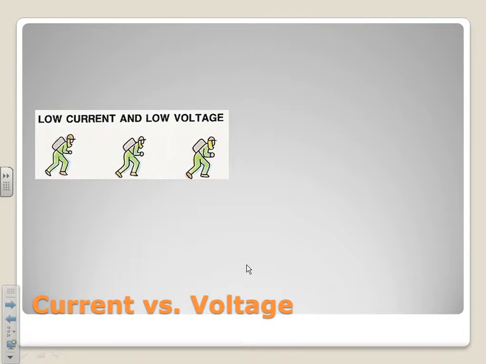What does current tell us about? What do we say that current tells us about? Andrew, you want to answer? The flow of electrons. The flow of electrons, or how many electrons there are, right? But what does voltage tell us about? The energy of the electrons. The energy of the electron.